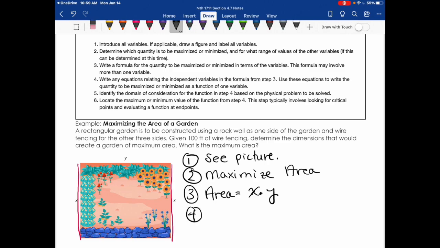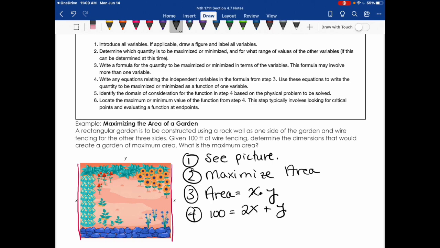In step 4, what we're going to do is rewrite the area equation so that it's all in one variable. So the other formula that we need to come up with is the perimeter for the fencing. We have 100 feet of fencing. We don't need it on the side with the rock wall. We only need it for the two sides that are perpendicular to the rock wall and then the one side that's parallel to the rock wall. So we're going to say that 100 feet of fencing is going to be equal to x plus x, so those two sides added together, 2x plus y.